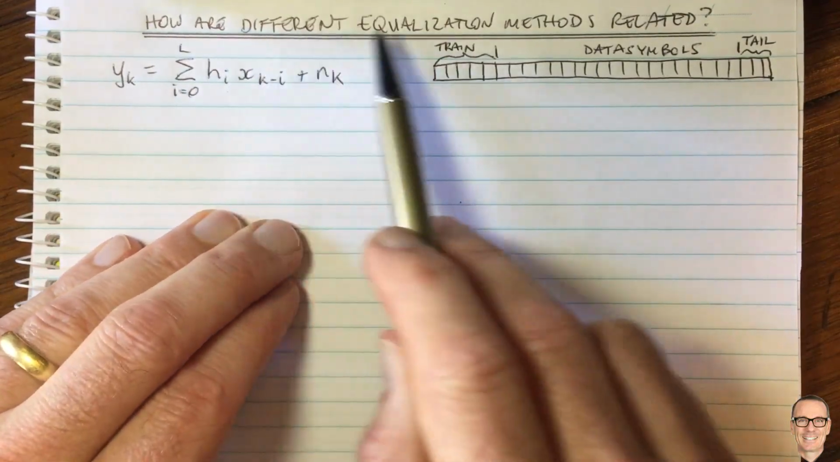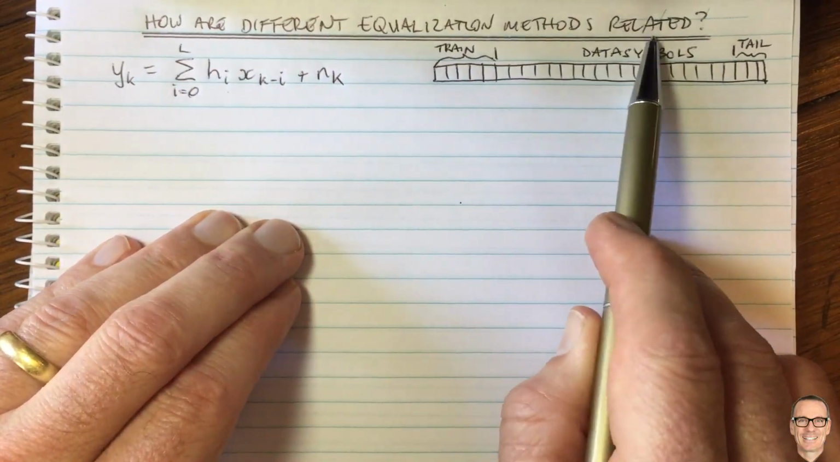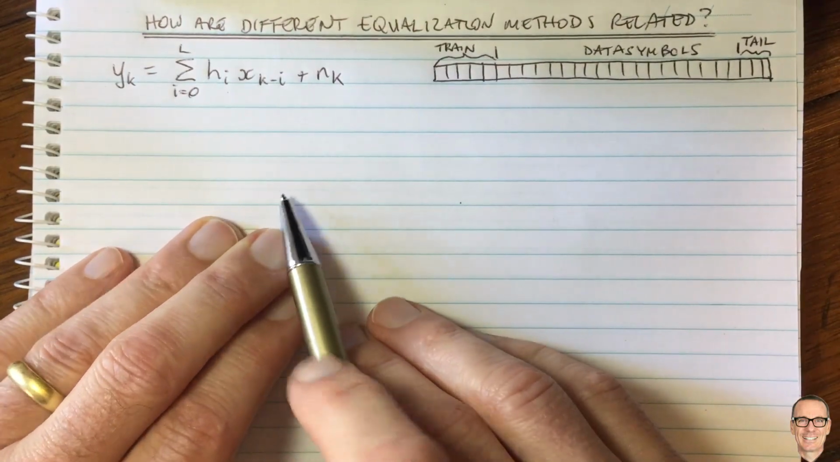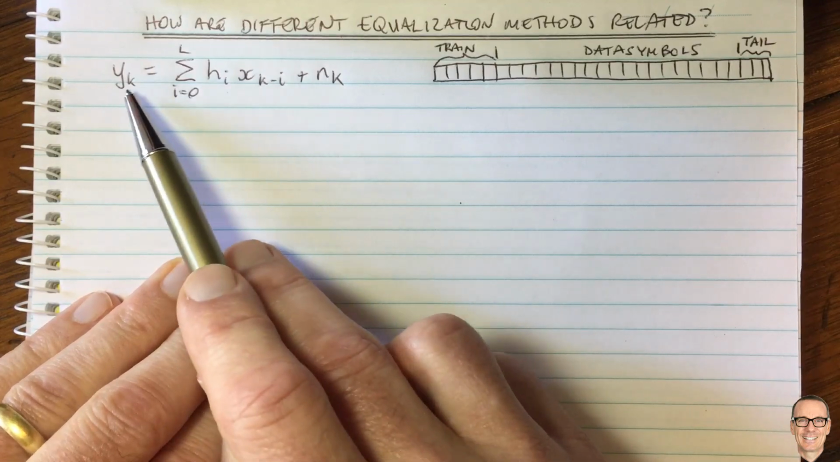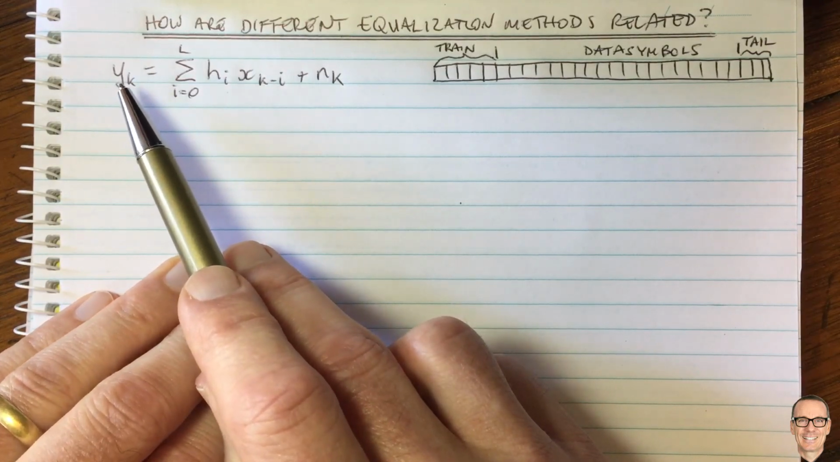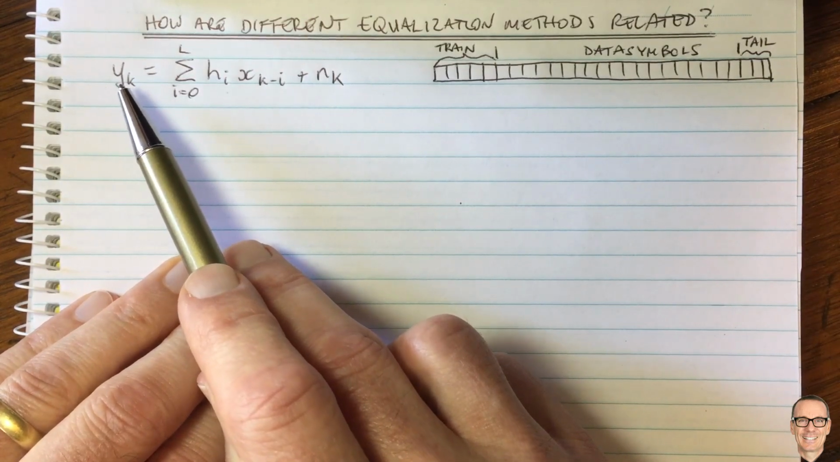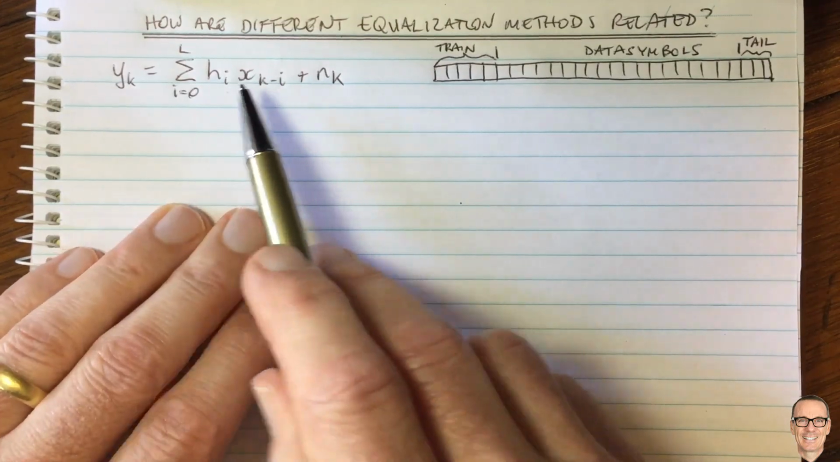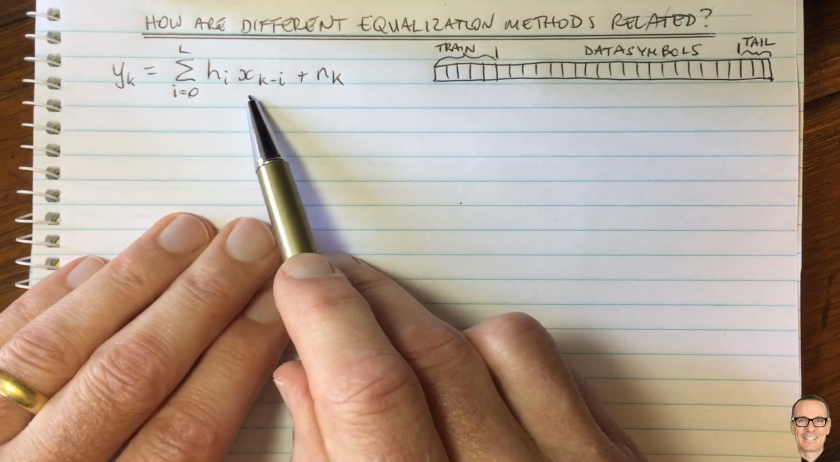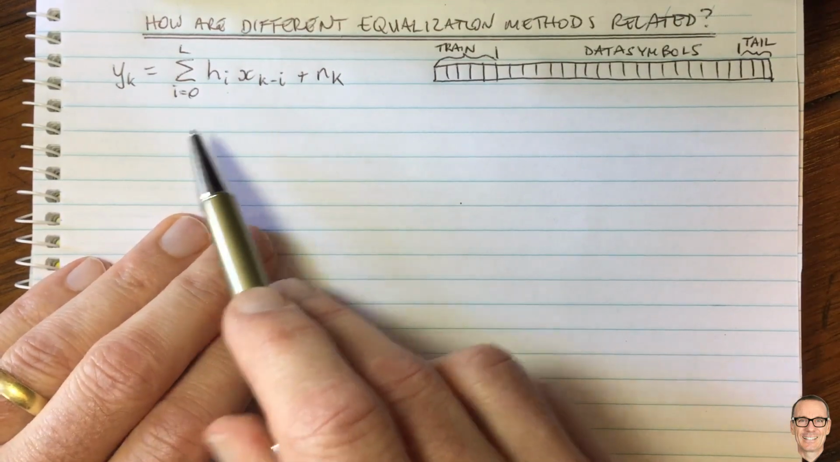So how are different equalization methods related in digital communications? And here's our baseband signal representation for the intersymbol interference channel, the frequency selective channel. For more information on this, there's a video on the channel on intersymbol interference, and you'll find the link in the details below this video.